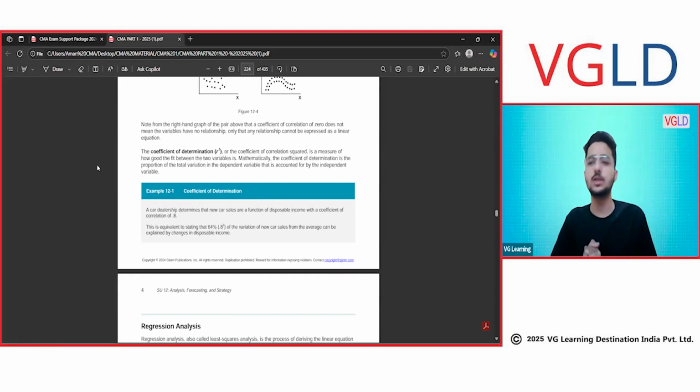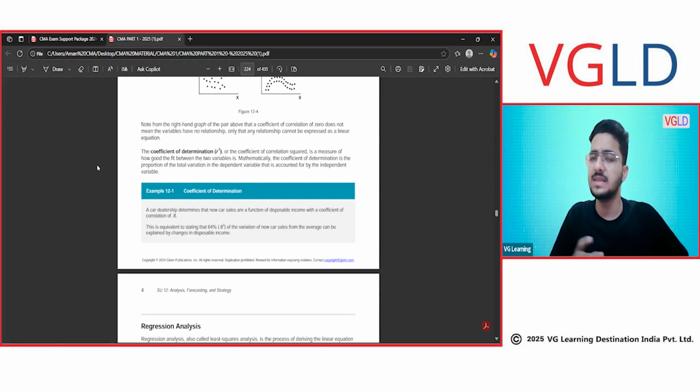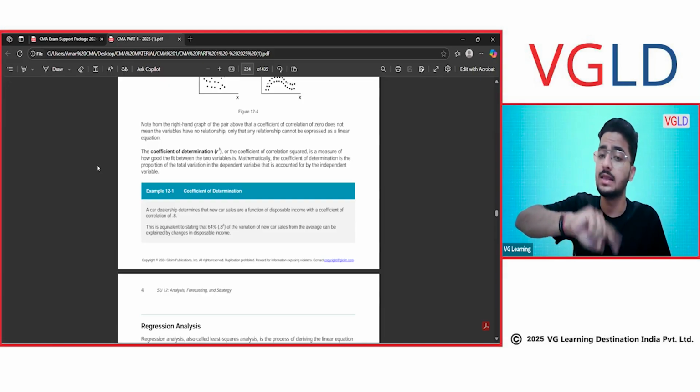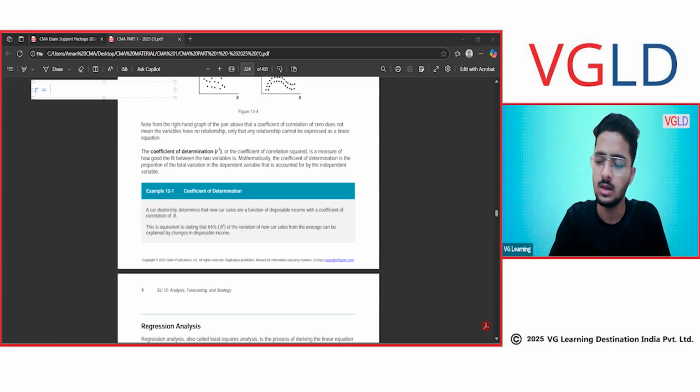Now, coefficient of determination. As I told you, it's the square of your coefficient of correlation. Basically, it tells how good a factor is. This is a statement that you must remember: coefficient of determination is the proportion of the total variation that has been caused in the dependent variable that is accounted for by the independent variable. Let's say my R is 0.9. That means my R square, my coefficient of determination.